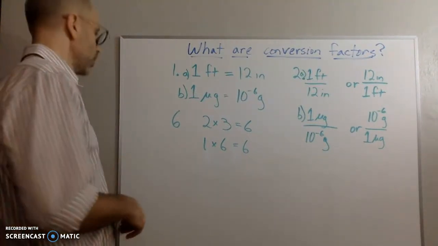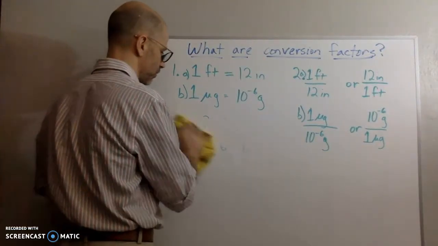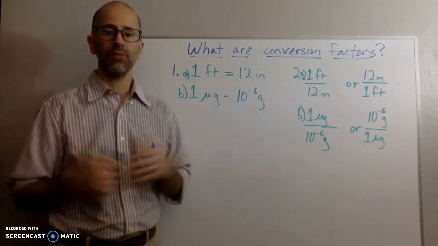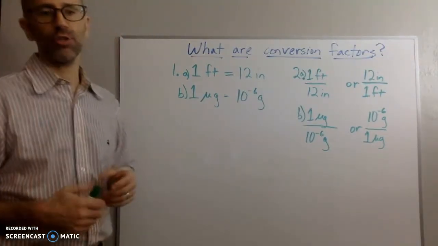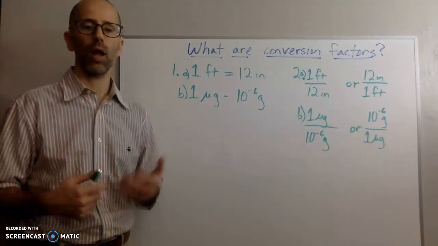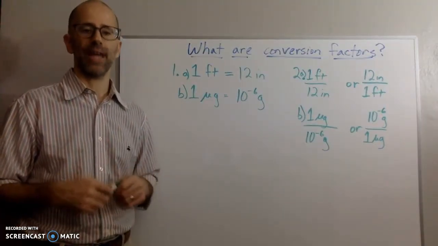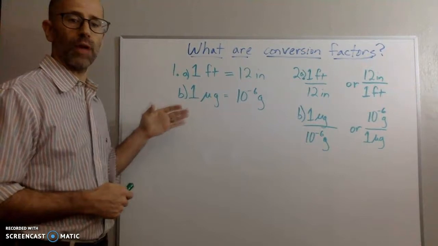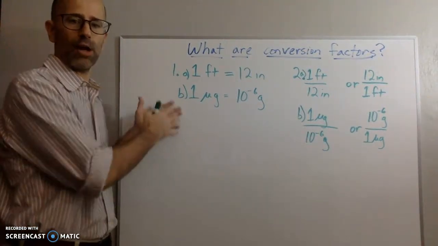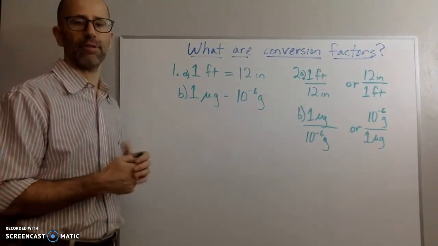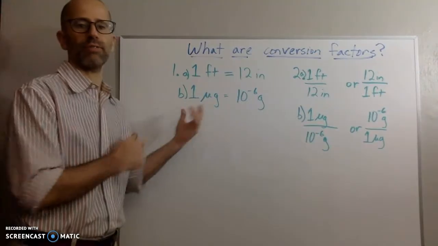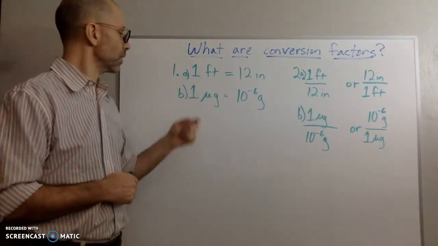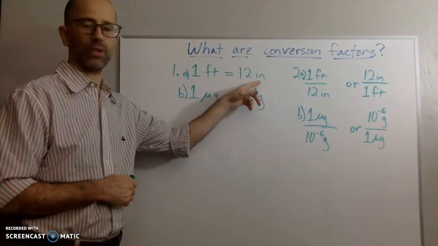And so what I have on the board here is a couple of conversion factors. The first thing I want to say is, in order to get a conversion factor, you always have to start with some sort of equality. Without the equality, you can't have a conversion factor. I have a couple of equalities here, A and B, and then I'll explain how you get the conversion factor from the equality. But you have to start with an equality. So here's one equality that we are very familiar with. We know that 1 foot is equal to 12 inches.